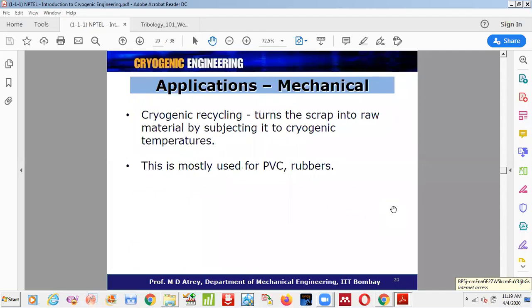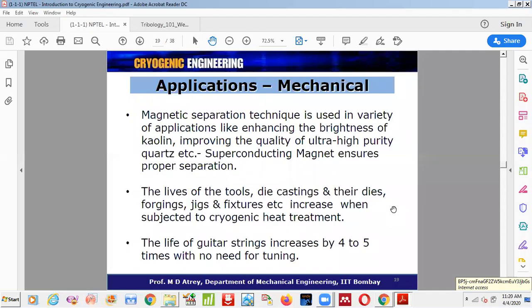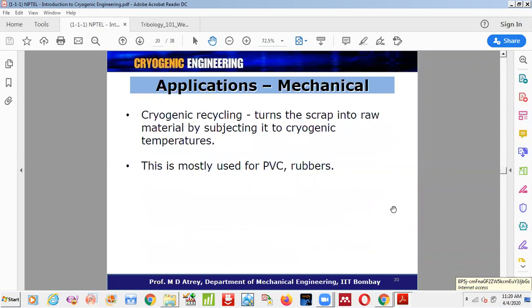Then the cryogenic, see my dear friends, these are all you have to write in a brief way when he asks for general applications of the cryogenics heat treatment. Then cryogenic recycling turns the scrap into the raw material by subjecting it to the cryogenic temperatures.